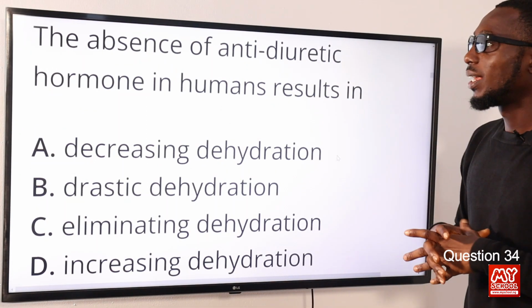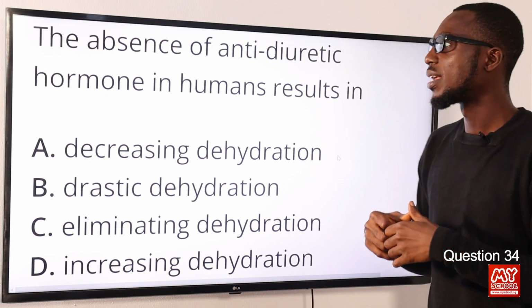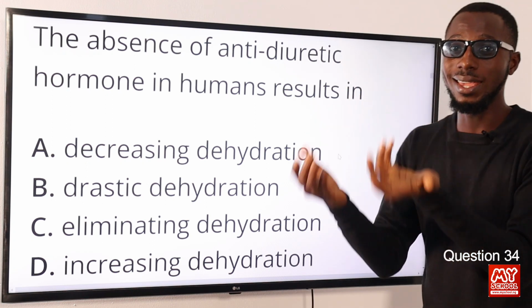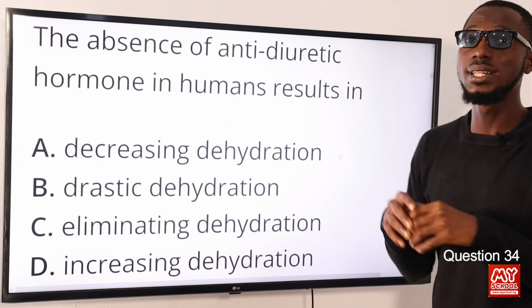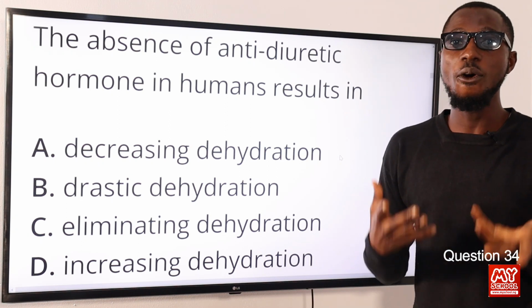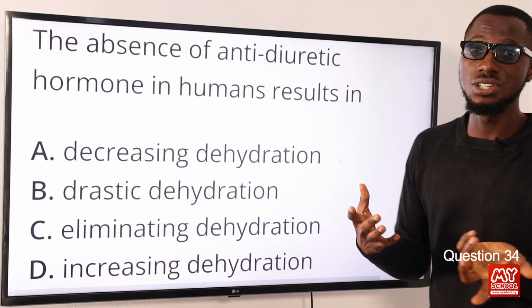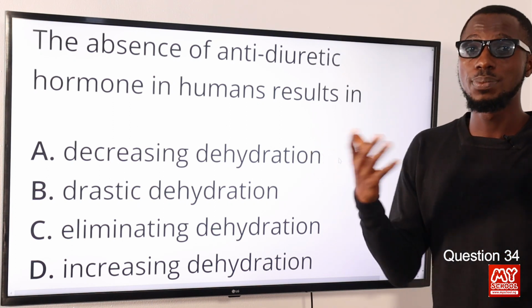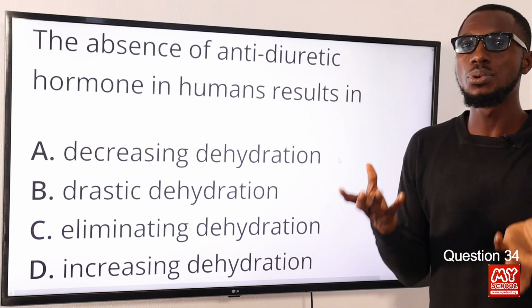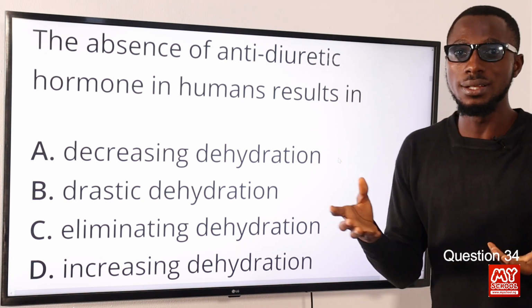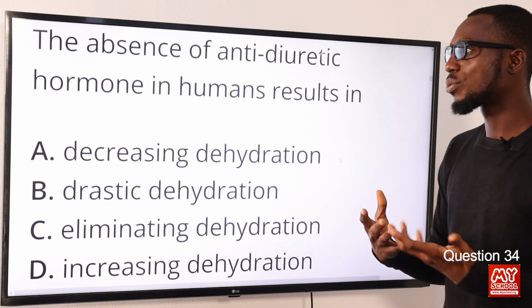Question 34. The absence of antidiuretic hormone in humans results in what? At first, when we say antidiuretic, it means it's working in opposition to diuretic. Diuresis is actually the production of a large quantity of diluted urine. That occurs probably when you take water, but we have certain conditions like diabetes insipidus. In that kind of condition, your body stops or reduces the production of antidiuretic hormone, ADH, and in such cases you can see that the production of dilute urine in large quantities continues.